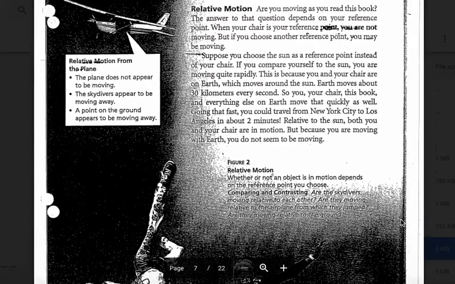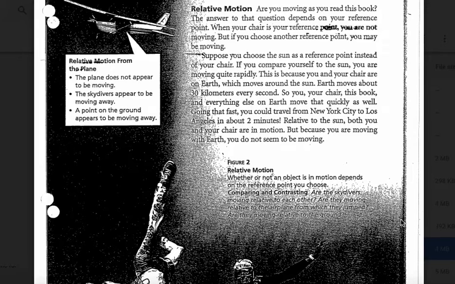Relative motion. Are you moving as you read this book or watch this video? The answer to that question depends on your reference point. When your chair is your reference point, you are not moving. But if you choose another reference point, you may be moving. Suppose you choose the sun as a reference point instead of your chair. If you compare yourself to the sun, you are moving quite rapidly. This is because you and your chair are on Earth, which moves around the sun.